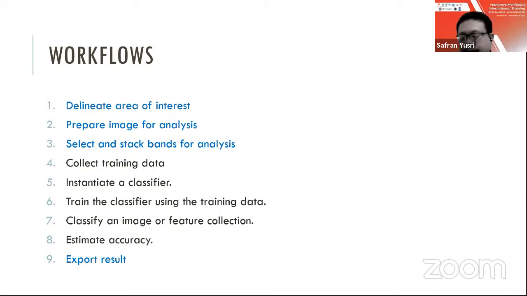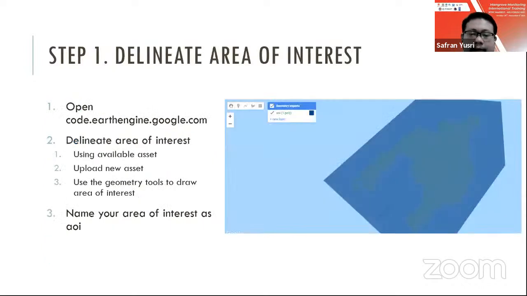For the first step, you have to delineate your area of interest. You can open your Earth Engine, use an available asset, upload a new asset, or use the geometry tools to draw your area of interest. In this exercise, we're going to use geometry tools. You can create a fresh new script and delineate the area of interest, and don't forget to name it AOI.